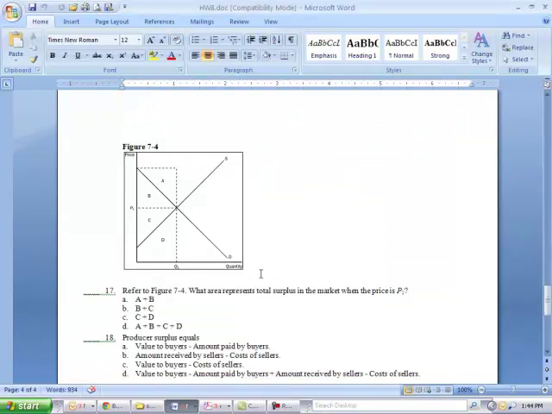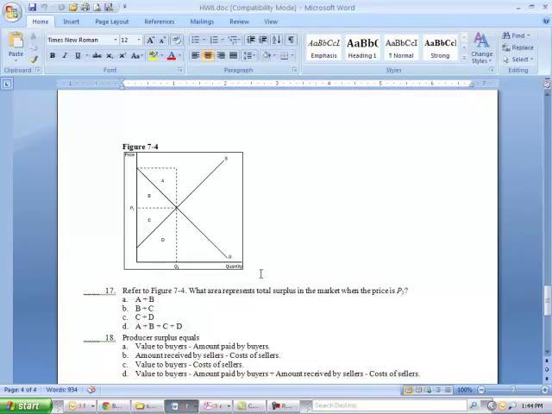And here's a picture that you might see in talking about welfare economics. In this figure 7-4, which area corresponds to the consumer surplus? Of course, the answer would be B. Which area corresponds to the producer surplus? Producer surplus, you should know what that means. In this case, it's the difference between your price and the area above your marginal cost or supply curve. In this case, that would be area C.